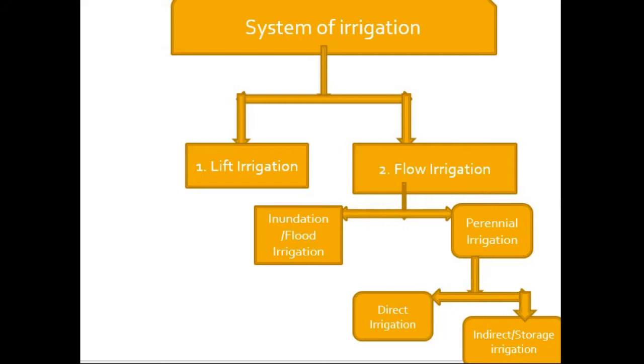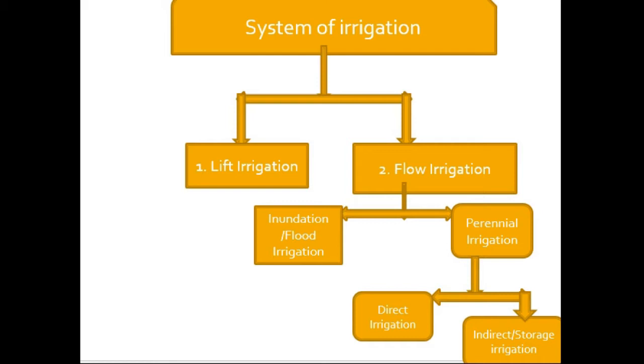So, before going through the different methods of irrigation, we need to know the system of irrigation first. The system of irrigation can be broadly classified into two types: first is lift irrigation and second is the flow irrigation system. Furthermore, the flow irrigation system is classified into two bases. First is the inundation or flood irrigation system. Second is the perennial irrigation system.